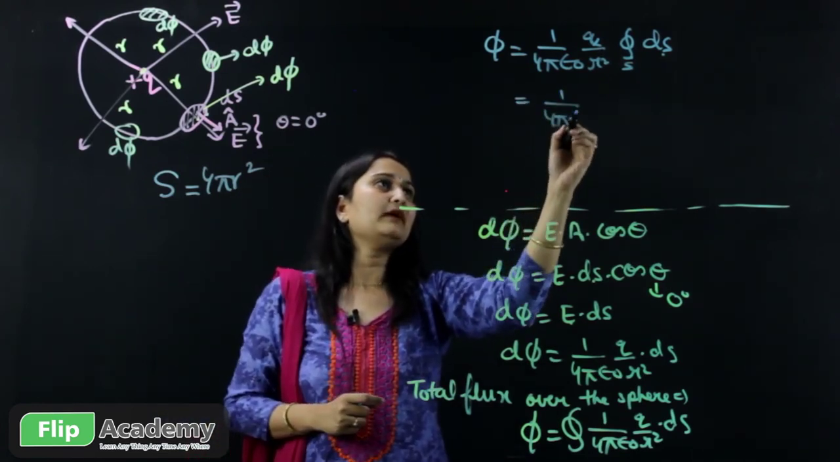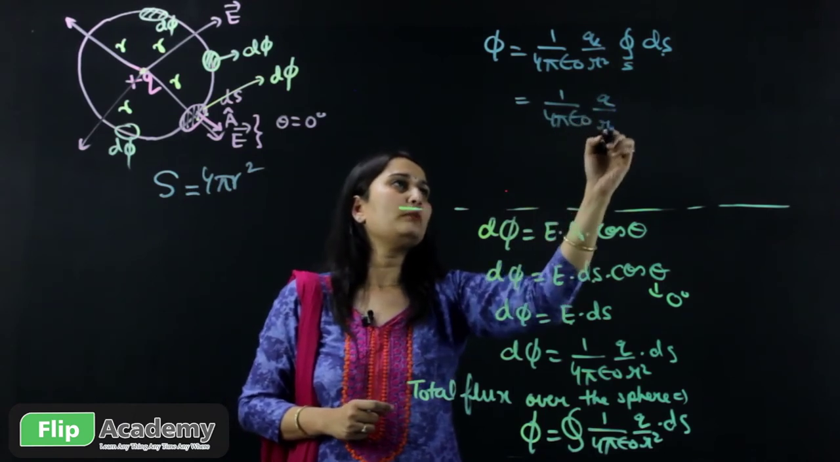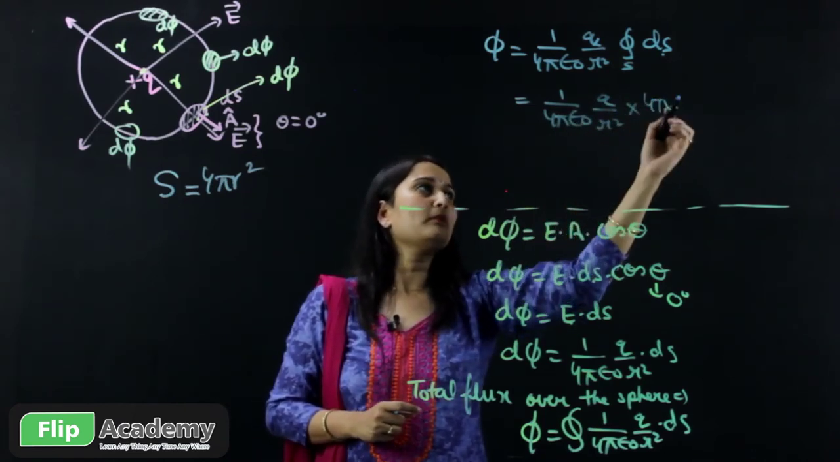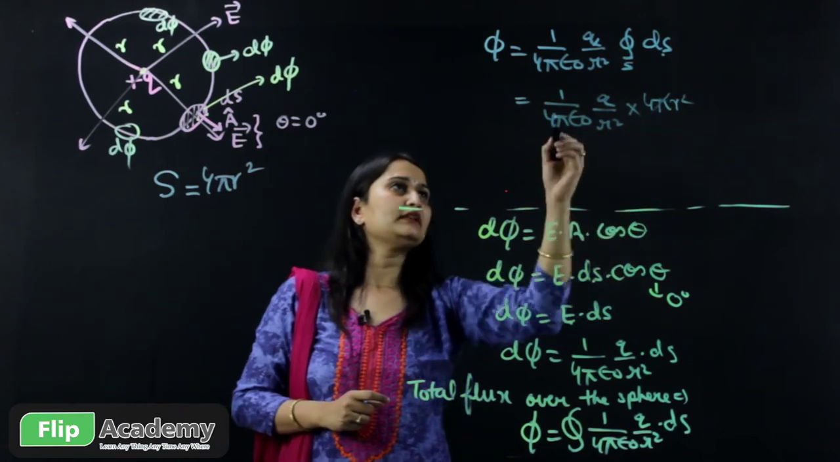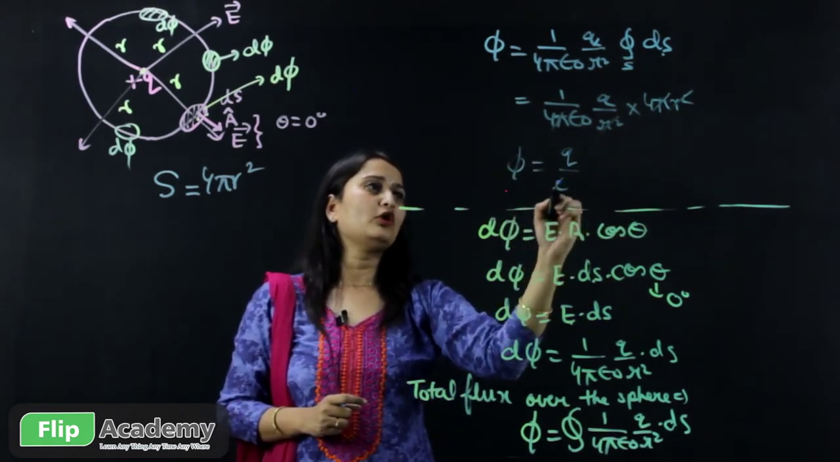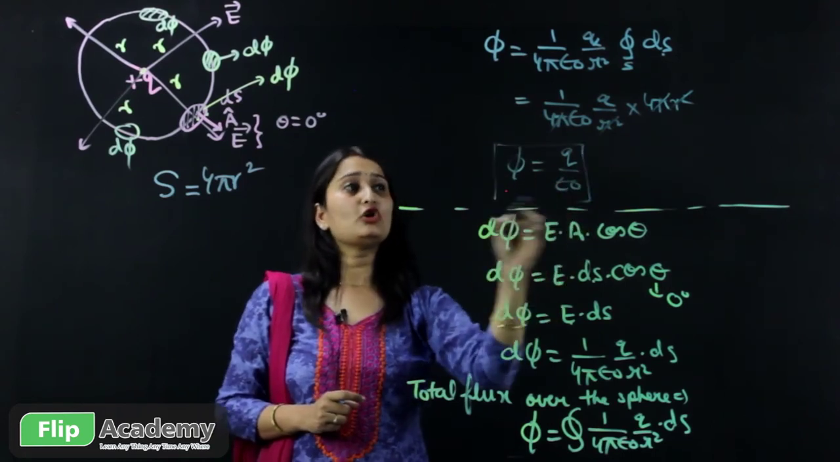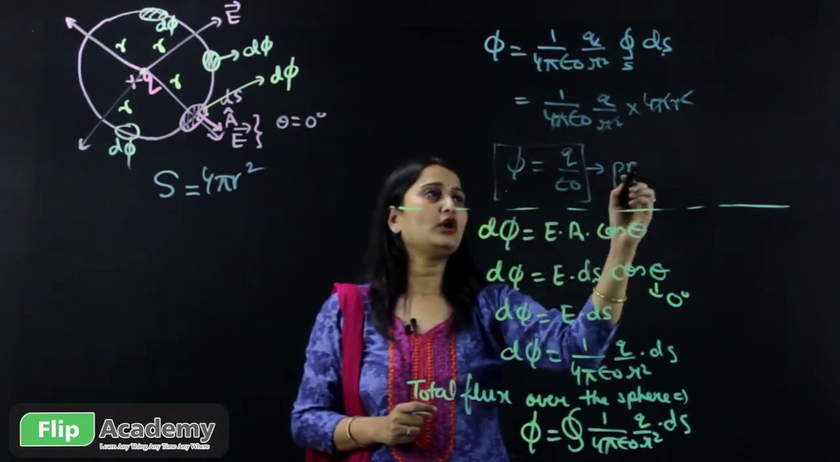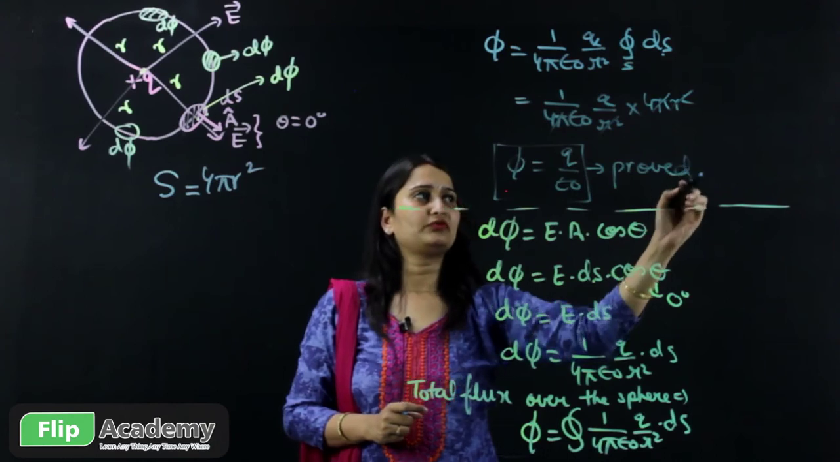You will get 1 by 4 pi epsilon naught q upon r square into 4 pi r square. Now cancel out the values. You will get the flux equals q upon epsilon naught. So this is the Gauss law, and this is all we needed to prove.